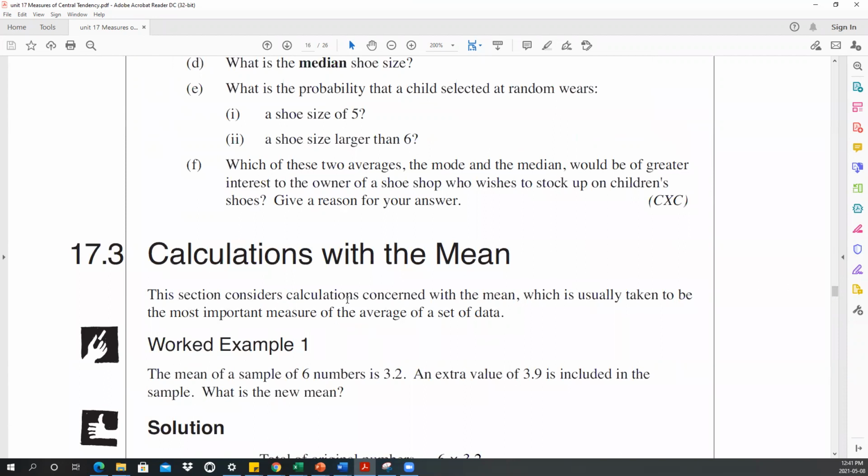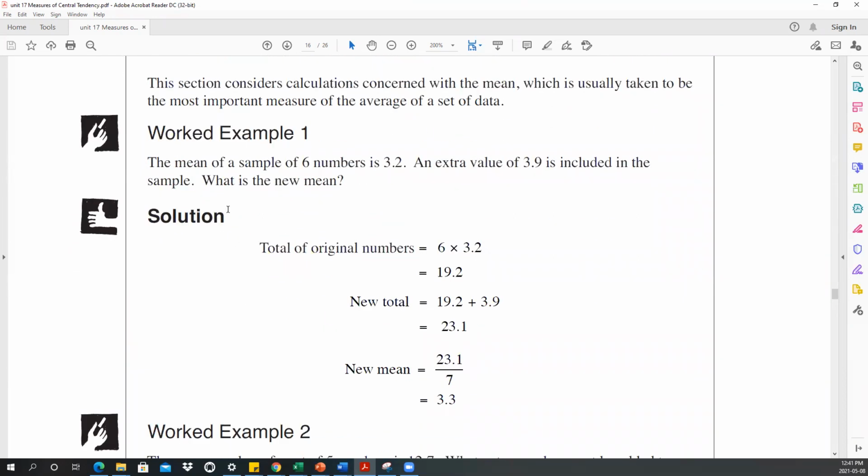Calculations with the mean. This section considers calculations concerned with the mean, which is usually taken to be the most important measure of the average of a set of data. The mean of a sample of 6 numbers is 3.2. An extra value of 3.9 is included in the sample. What is the new mean?